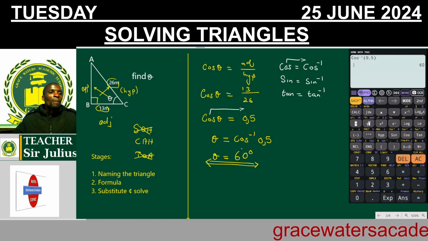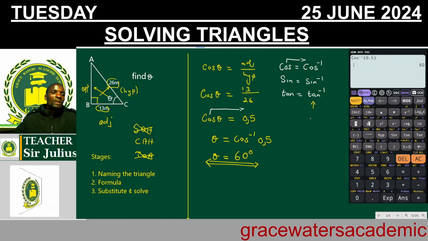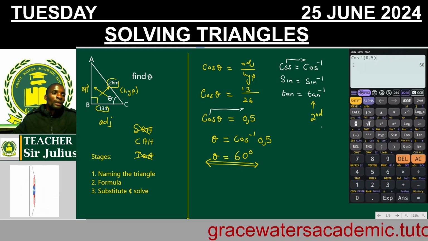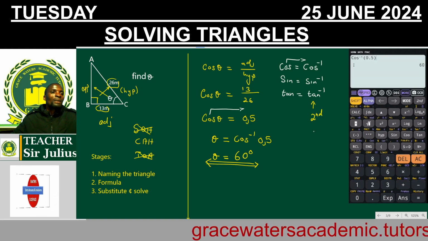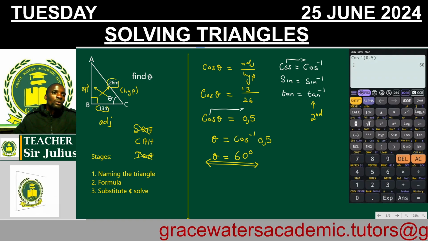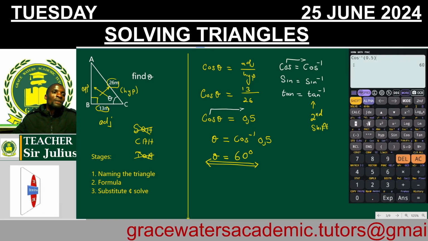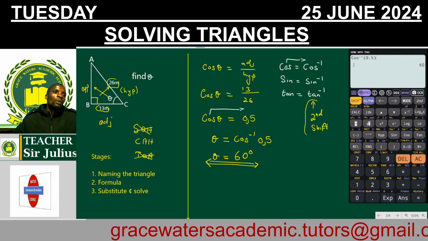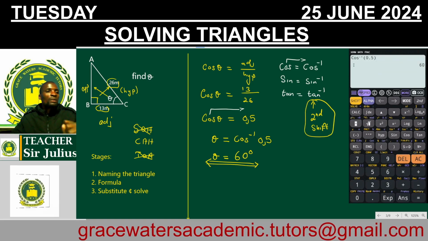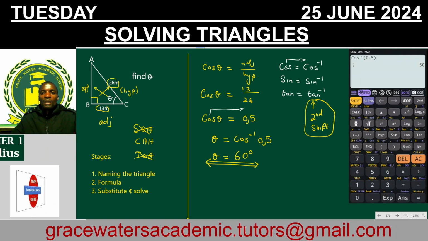Remember, when you want the second function and you are using a Sharp calculator, you use the button written 2ndf, or 2nd, which is second function. If you are using a Casio calculator, you use shift. That's the difference. Shift and second function are one and the same thing, only they use different languages. I believe you got it right. Let us move on to the next question.